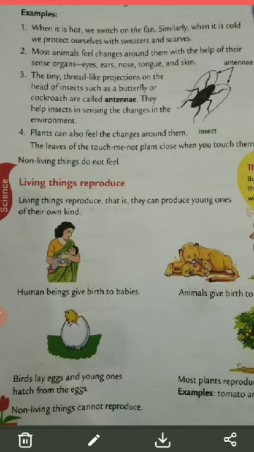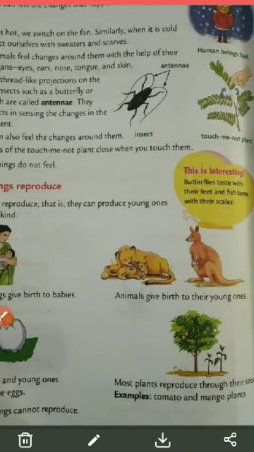Living things reproduce. Reproduce means they can produce young ones of their own kind. Own kind means like themselves. Cats give birth to cats and dogs give birth to dogs. So they can produce young ones of their own kind. Human beings give birth to babies. Some animals also give birth to babies or young ones.